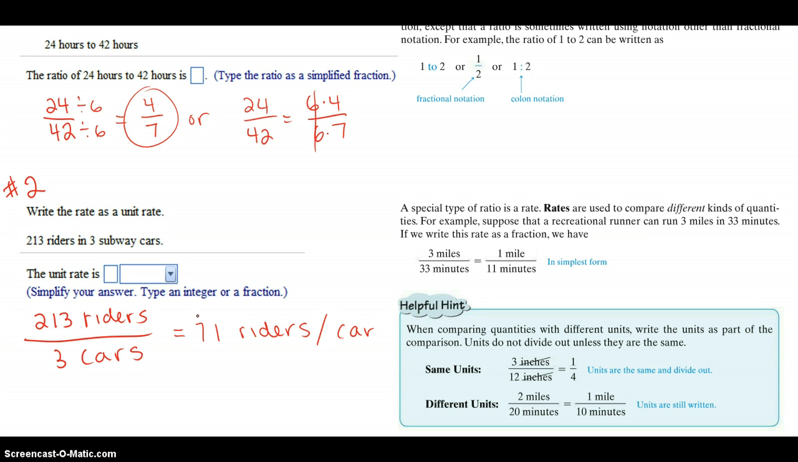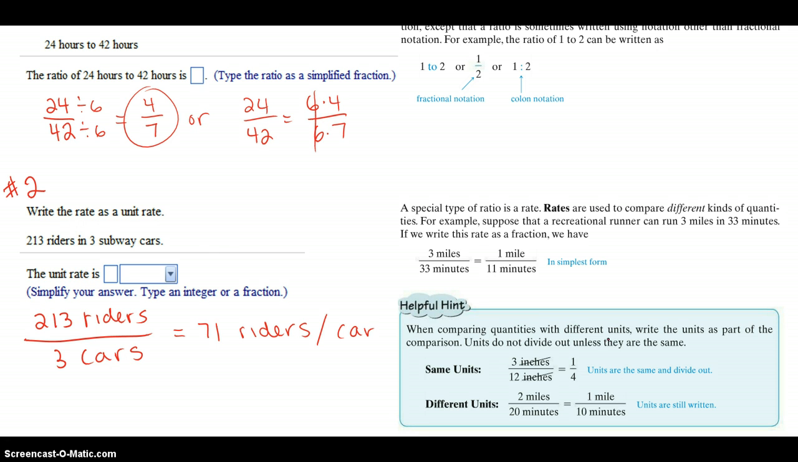We have to call it riders per car. This is what they mean by a unit rate. Unit rate means that the denominator is 1 car. So every 1 car is 71 riders. If this did not go in evenly, you would have to put it into a decimal. They give a little helpful hint on this.